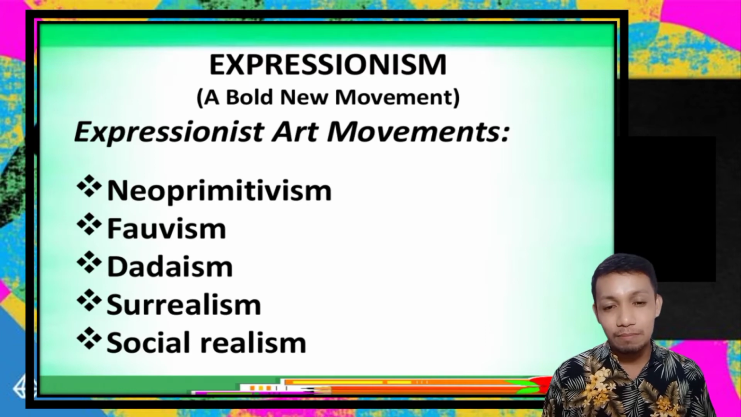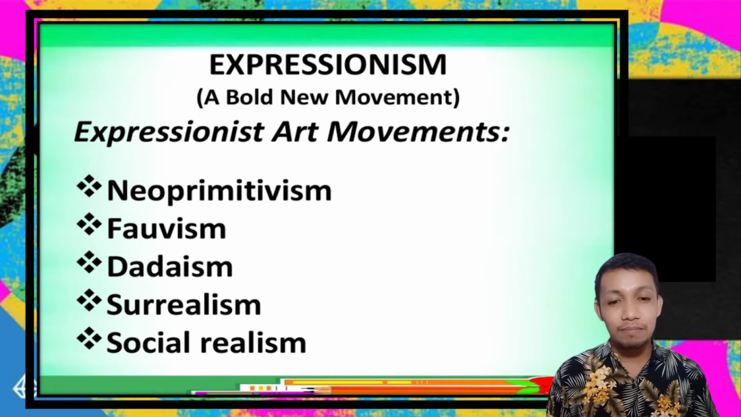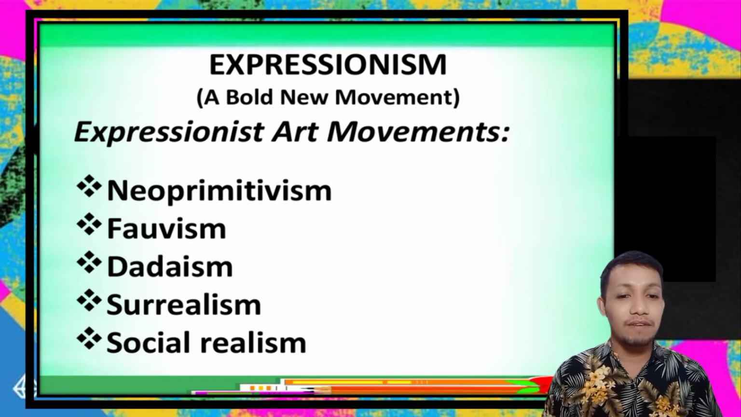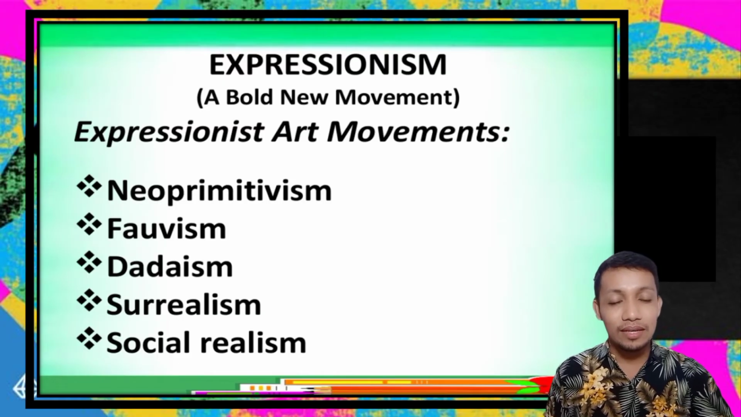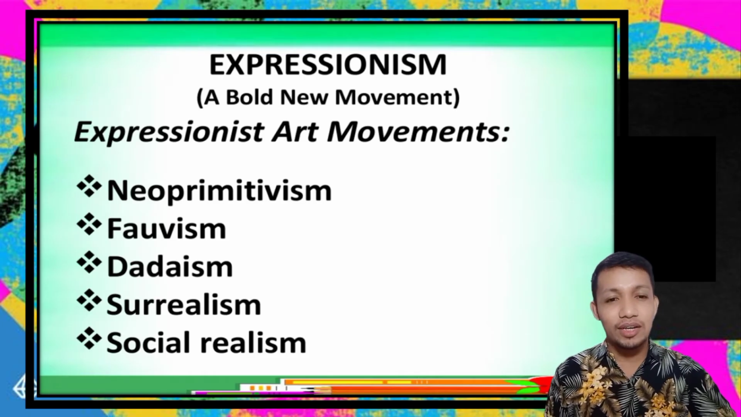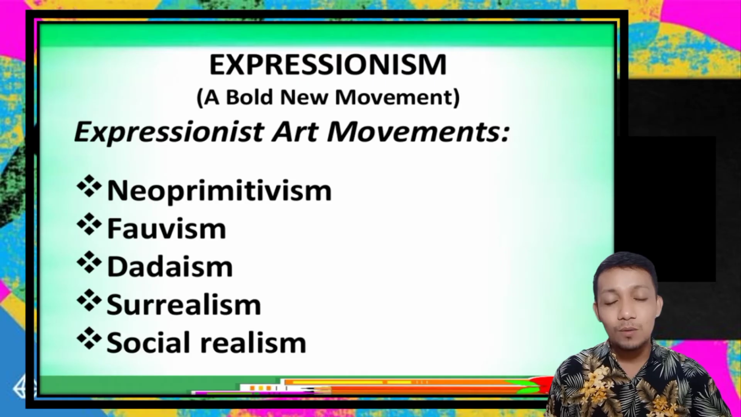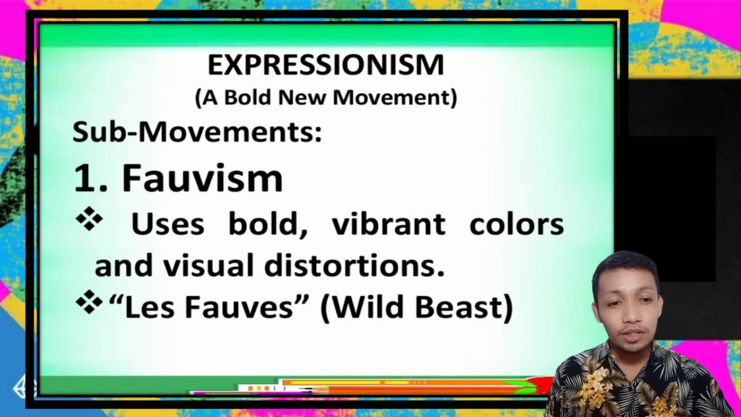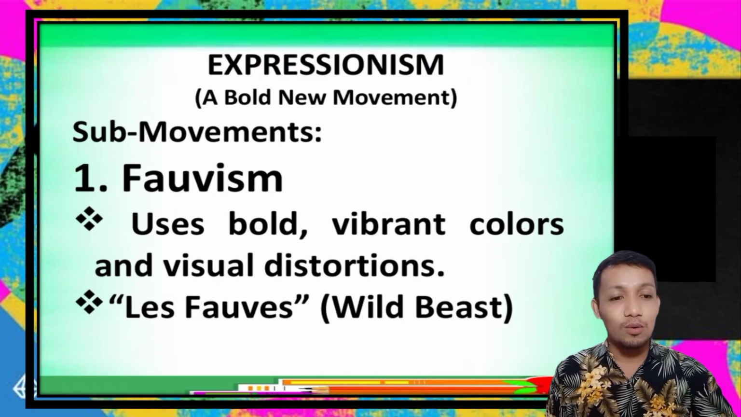First, Primitivism. Second one is Fauvism. Third one is Dadaism. Fourth one is Surrealism. And fifth one is Social Realism. To understand these sub-movements of Expressionism, let us discuss them one by one. First one is Fauvism. It uses bold, vibrant colors and visual distortions. Example of this is Les Fauves, or Wild Beasts.